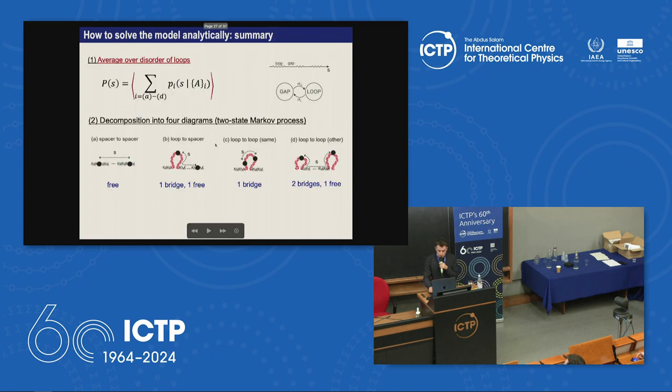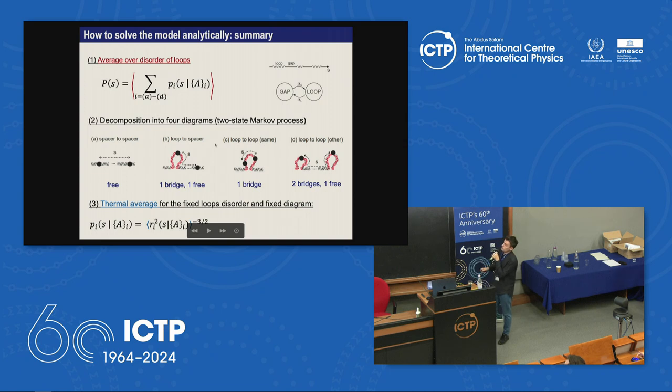Just to give you a short overview of how we solve this model, this is a totally analytical model, so it can be solved analytically. We have two types of disorder in the system, loops and thermal fluctuations, which introduce disorder. And similarly to spin glasses, we can change the order of the averaging and get different results. So for this model, we have to first average over thermal fluctuations, and only at the last stage average over the disorder of loops. So first, what we can do is to write down P of s as the average over loop disorder of some quantity.